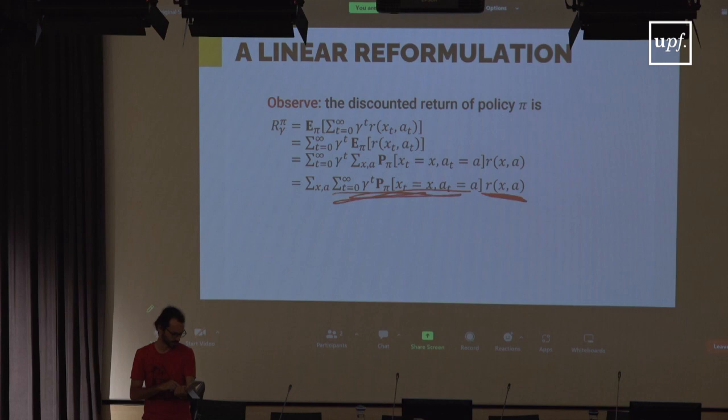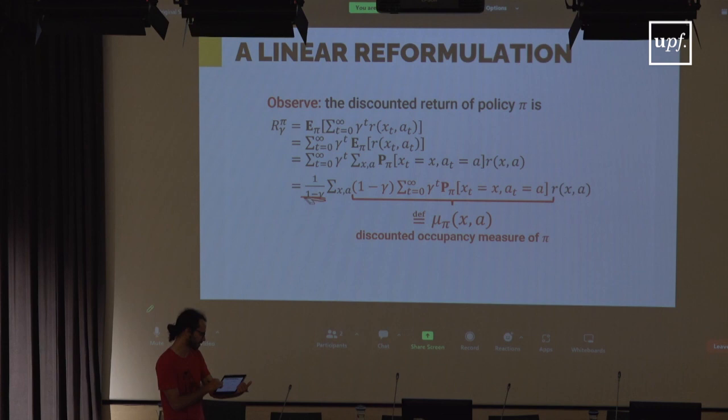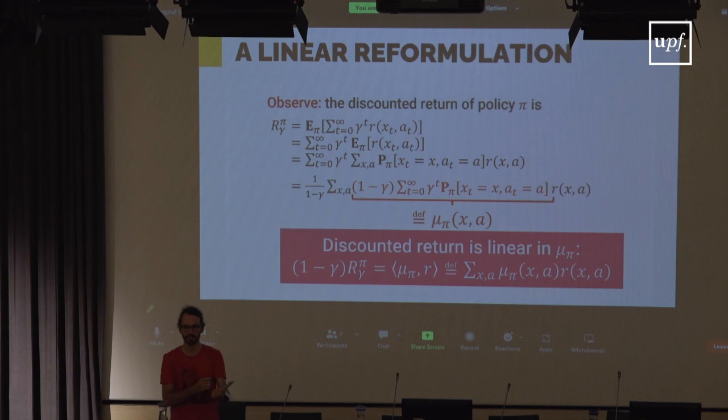If I do one tiny little step, which is just to multiply and divide by 1 minus gamma, which I do for convenience, and you're going to understand in a second why I did this, then I can give this object here, colored in red, a special name. I'm going to call it the discounted occupancy measure of policy pi. Now I know that this discounted return objective that I'm trying to optimize, R gamma of pi, the discounted total reward of policy pi, can be rewritten in this very convenient linear form. So my objective, up to some normalization, can be written as a dot product between this object that I call the discounted occupancy measure and the reward function.